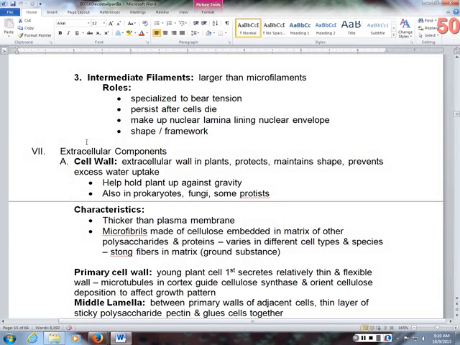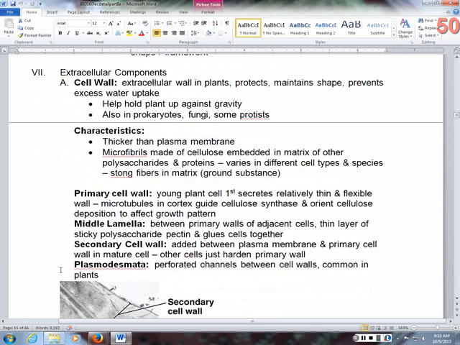So you can see there's some overlap in what the different fibers are used for in there. You may see that bearing tension is handled by multiple of the fibers. They're not mutually exclusive in their jobs.